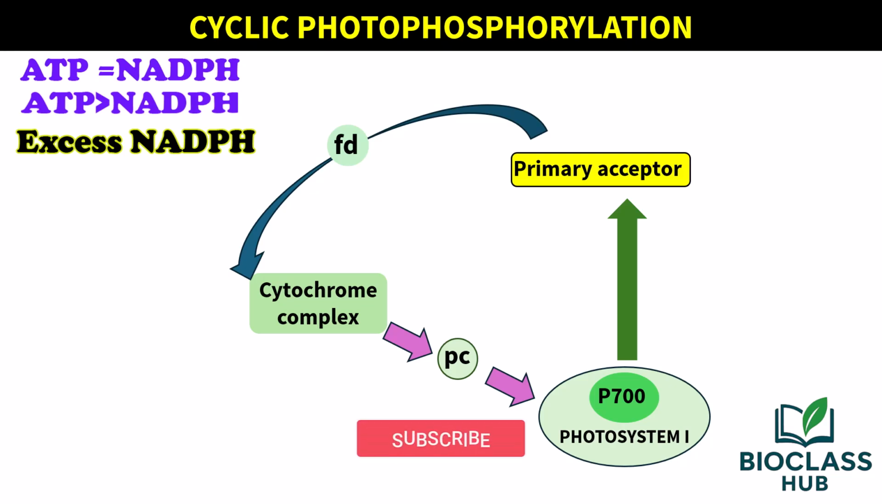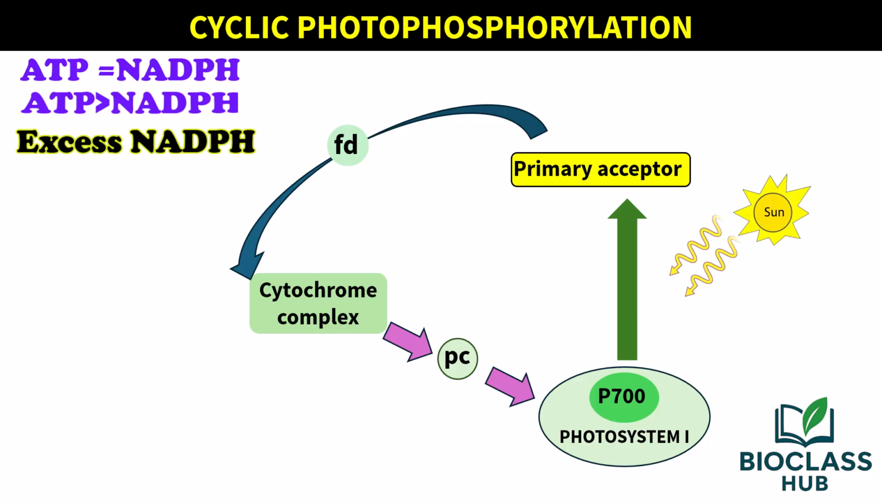The excess NADPH short-circuits the non-cyclic photophosphorylation to activate cyclic photophosphorylation. Light absorption in Photosystem I. Light energy is absorbed by pigments in Photosystem I. This energy excites electrons in the reaction center chlorophyll, P700, to a higher energy level. The excited electrons are captured by a primary electron acceptor, then pass through a series of electron carriers, including ferredoxin, FD, and the cytochrome complex.